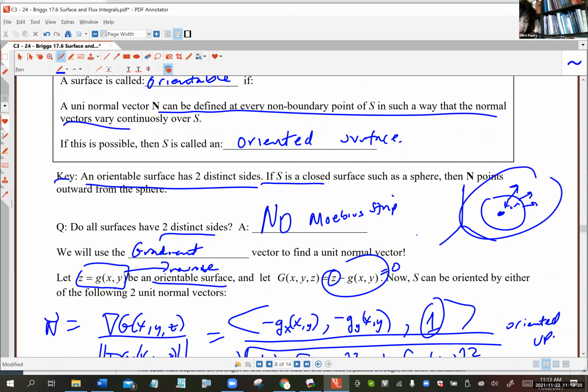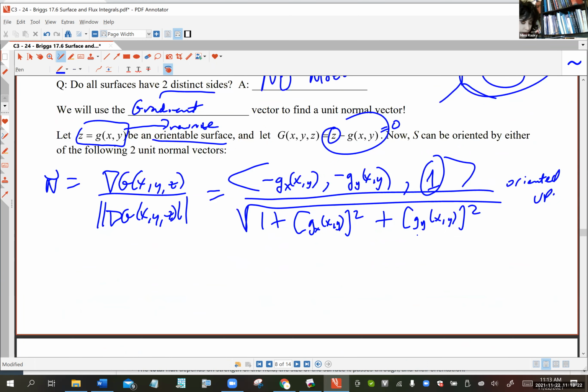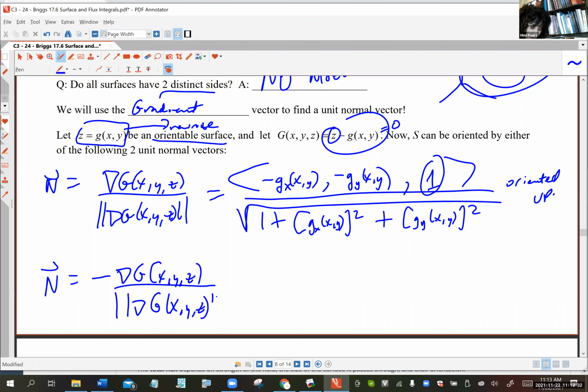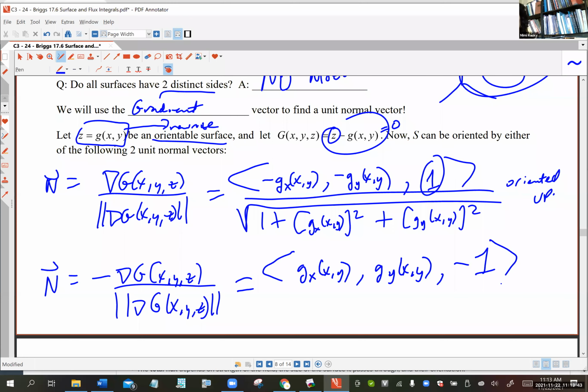Now, what if you wanted the opposite side of the surface? No problem. You could also say, well, I want the opposite because I want it pointed down. Sometimes you need the one pointed down on a quiz or an exam, you'll see. So what does that mean? We just take the opposite sign of everything. And you'll notice that now the z component is -1. That's how you know it's pointed down.